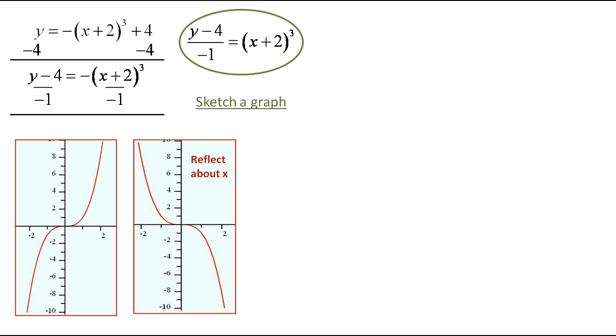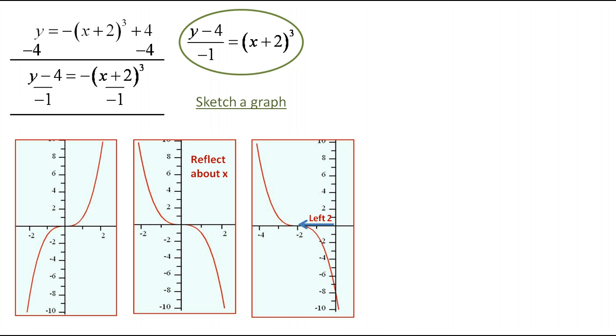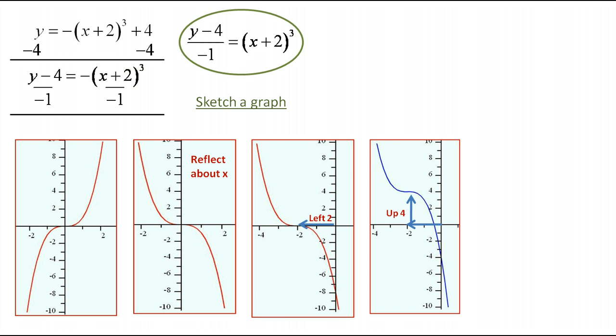Now does it move right or left at all? x is being added by 2, so that's going to move it to the left 2 units. What's happening with y? y is being subtracted by 4, so that's going to move it up 4 units. Now you may think, okay, it's vertically stretched because it's being divided by negative 1, but 1 actually doesn't do anything. If you say it's stretched vertically by 1, well, that doesn't do anything, much like multiplying a number by 1 doesn't change it.